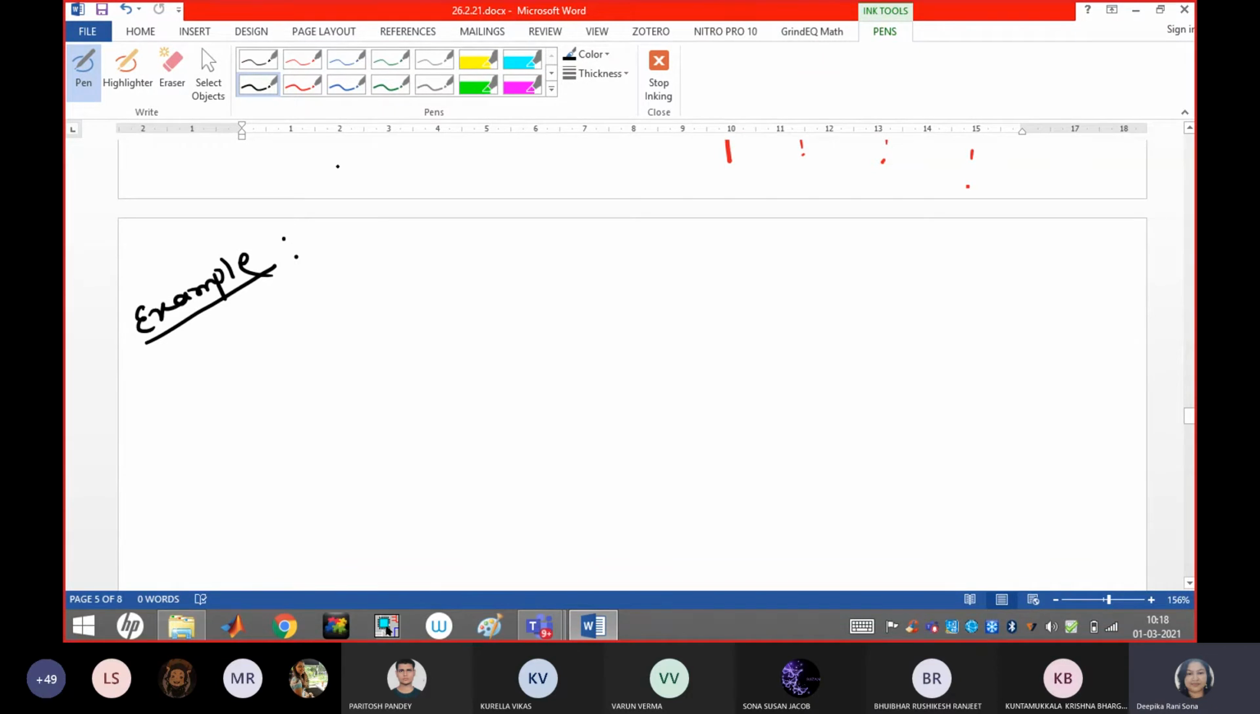So here the question is, the op-amp operates as a unity gain buffer with 3 volt peak to peak square wave input. If the op-amp is ideal with slew rate of 0.5 volt per microsecond, find the maximum frequency of operation. So here I am writing the question for you.